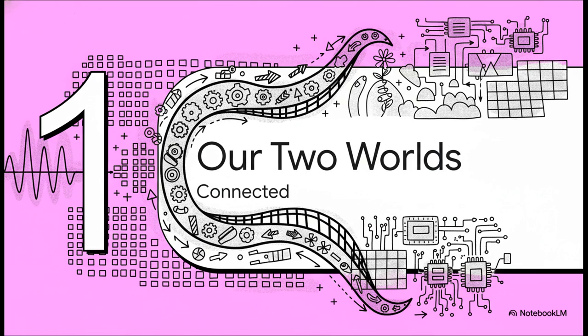Okay, to really get this, you have to realize that we're basically living in two different worlds at the same time. You've got the rich, continuous world we experience with our senses, and then there's the super precise, numerical world that our technology lives in. Let's break down what that actually means.